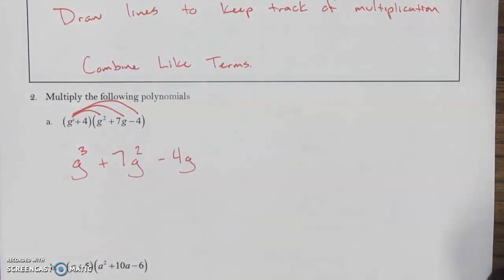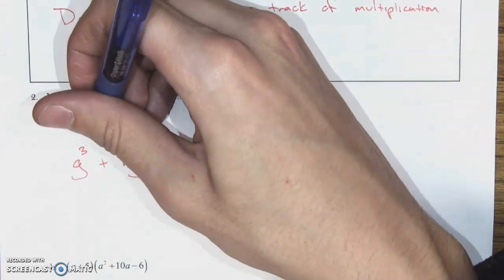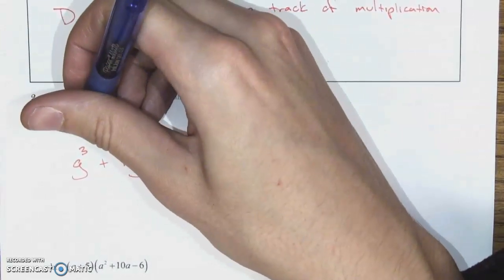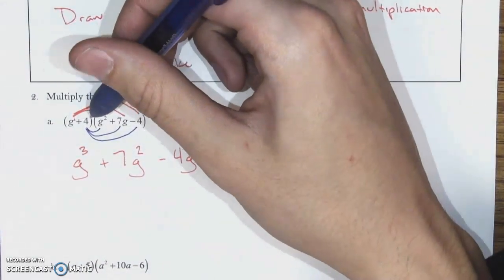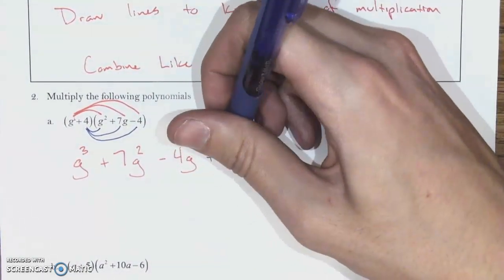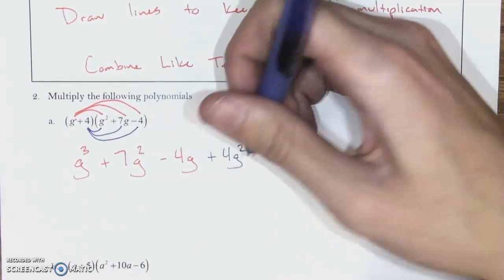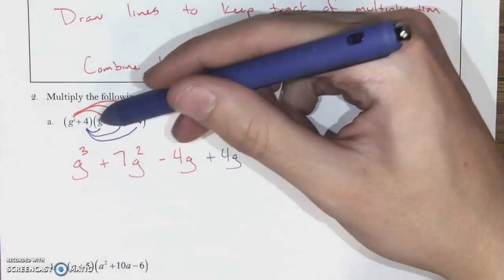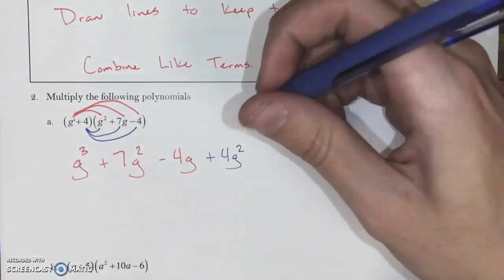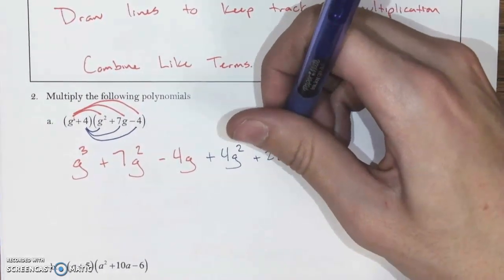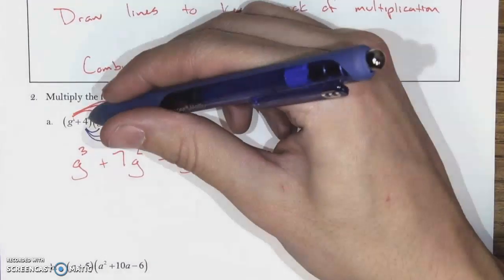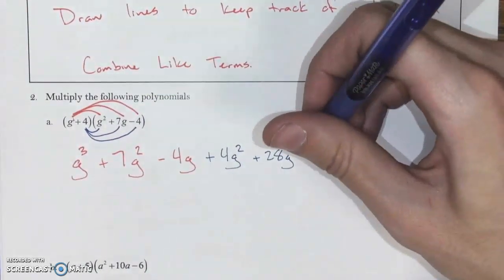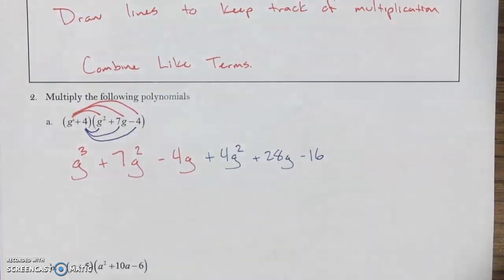Let's multiply the second term by every term in the second polynomial. So we're going to distribute this as well. Here we have 4 times g squared is just 4g squared. 4 times positive 7g gives us a positive 28g. And then last we have positive 4 times negative 4 gives us a negative 16.